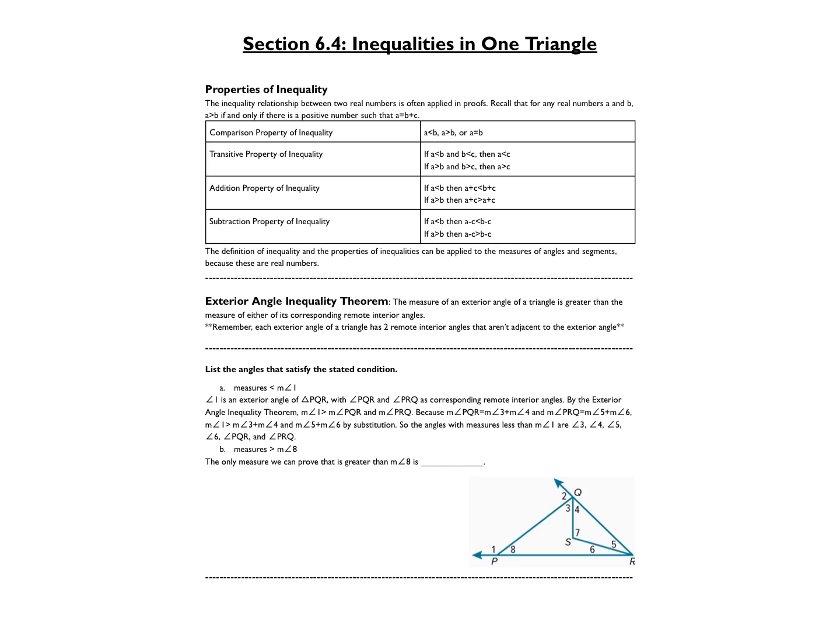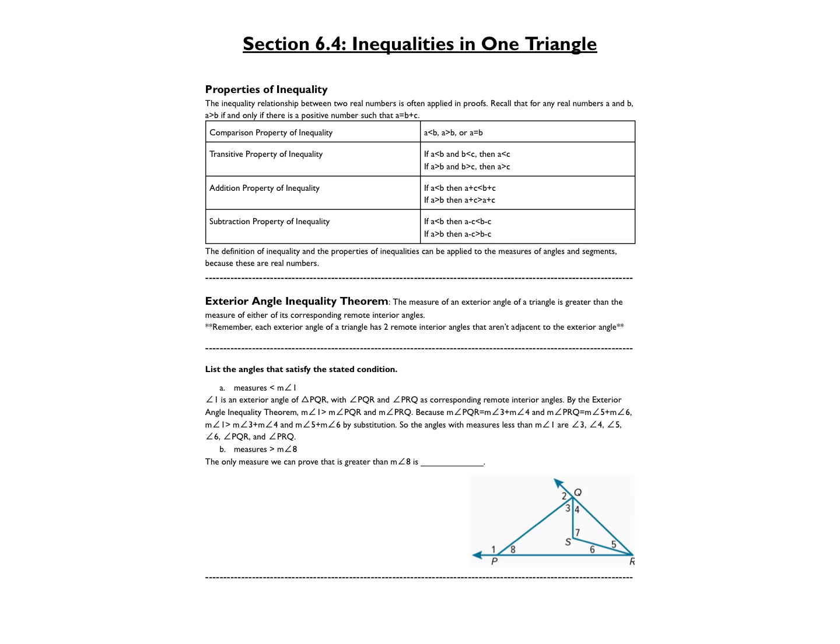Recall that for any real numbers a and b, a is greater than b if and only if there is a positive number c such that a is equal to b plus c. Remember, the comparison property of inequality is just the fact that a is either less than b, greater than b, or equal to b. There is no other comparison we can make. The transitive property of inequality says that if a is less than b and b is less than c, then a also is less than c. And it works the other way as well: if a is greater than b and b is greater than c, then a is greater than c.